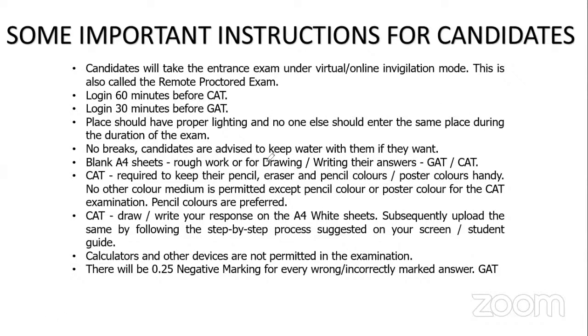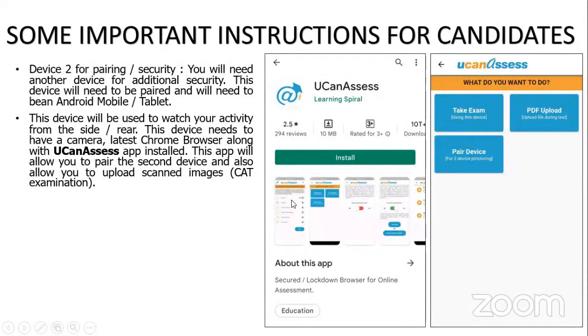But let me just try to answer this one. Calculators and other devices are not permitted. In the GAT exam, there will be a 0.25 negative marking also. I think these are all things that we had discussed earlier also. There's nothing new to discuss in this.